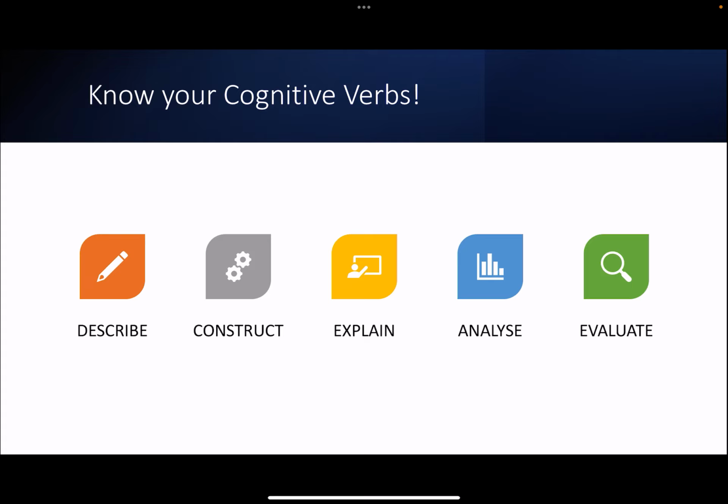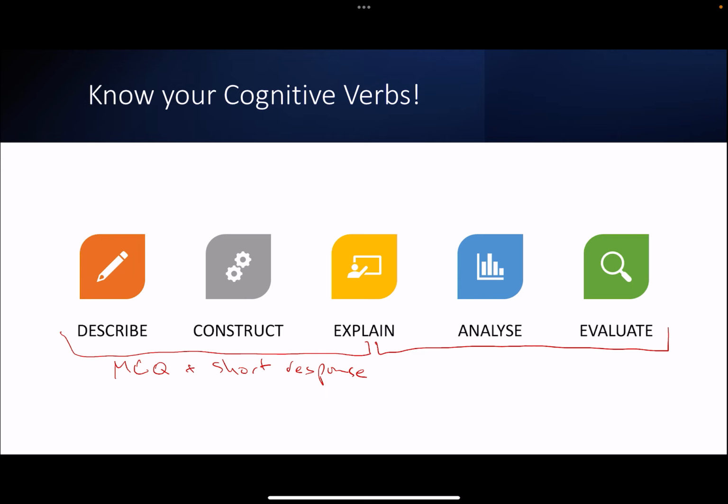Generally, when you look at a combination response style exam, describe, construct and explain tend to sit within the multiple choice questions and the short response, generally speaking. Okay, so I can't talk for all teachers in all schools, but this is generally how we see stuff run. Explain through to analyse and evaluate is where you'll start to see your extended response using data, figuring stuff out in terms of the problem and writing those 400 to 500 word responses and longer.